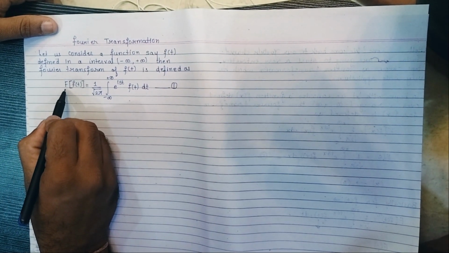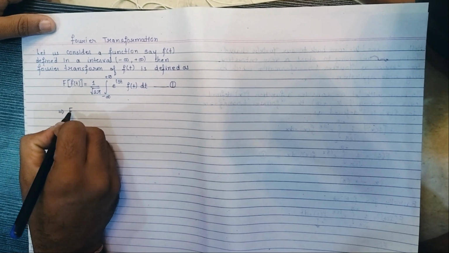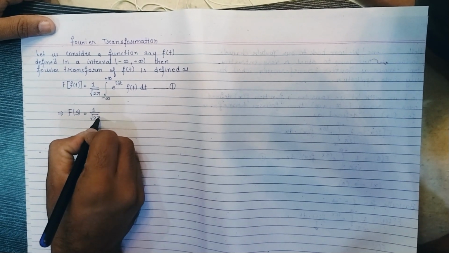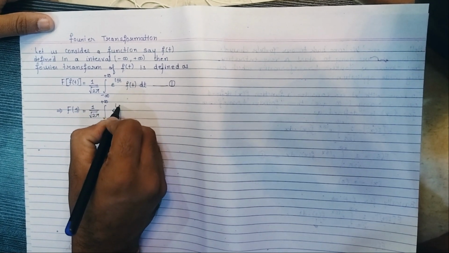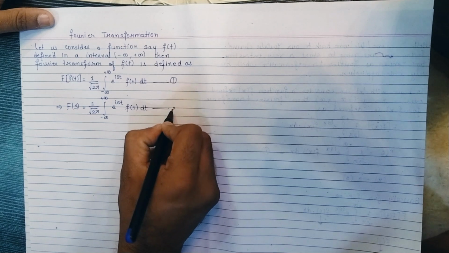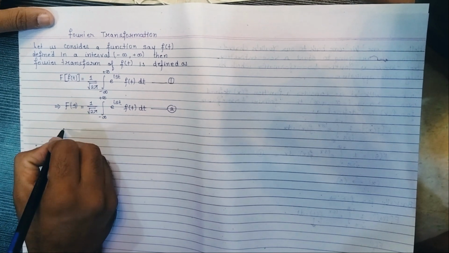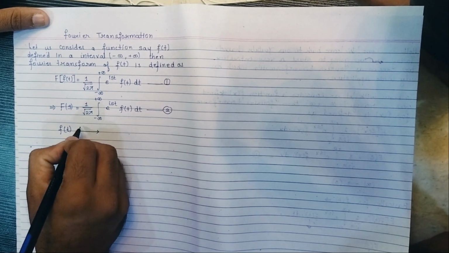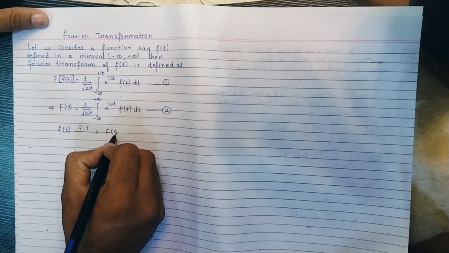Now this function, that is Fourier of f of t, can be written as capital F of s equal to 1 upon under root of 2 pi, integral from minus infinity to plus infinity, e to the power ist, f of t dt. Let this be equation number 2. Now from these two equations we can clearly see that if the function is defined with respect to t, then on applying the Fourier transformation, this function is changed into a function of s.